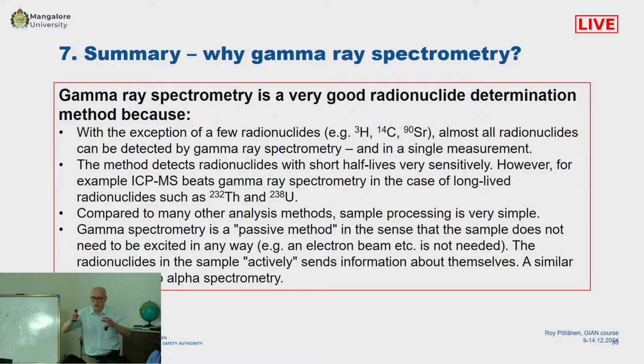This means that the nuclides automatically send information from themselves. We don't have to kick them: please send us information. They send us information by emitting gammas, alphas, etc. However, in the case of some nuclides like thorium-232, uranium-238, they send us information too sparsely, too slowly. That's why ICP-MS or alpha spectrometry might be better.